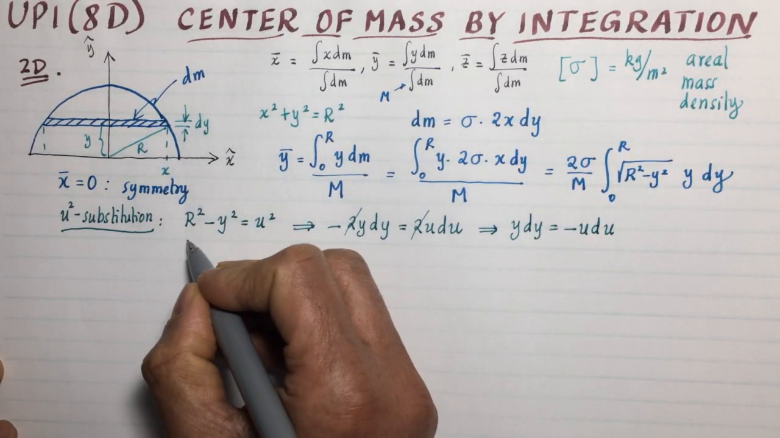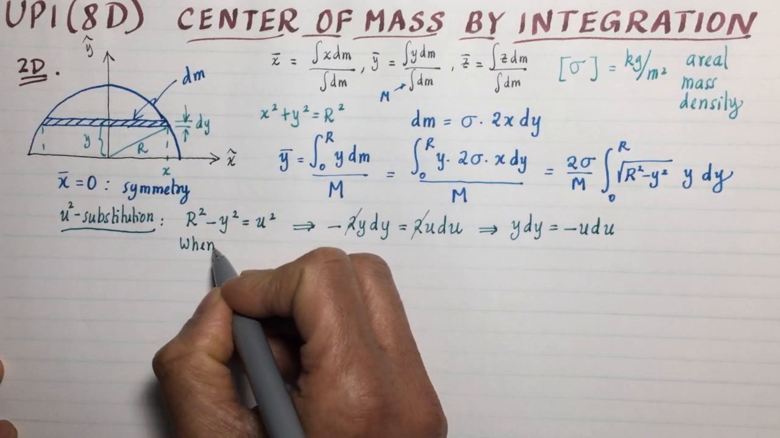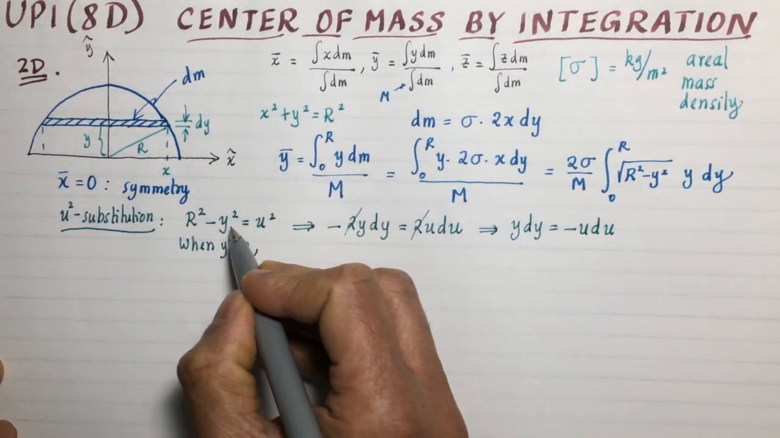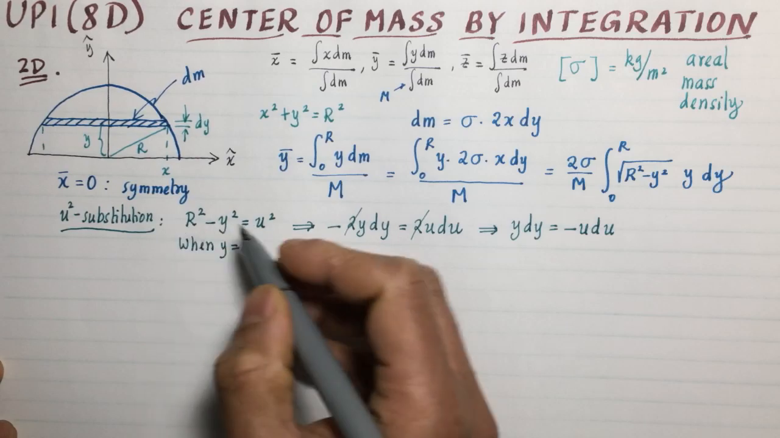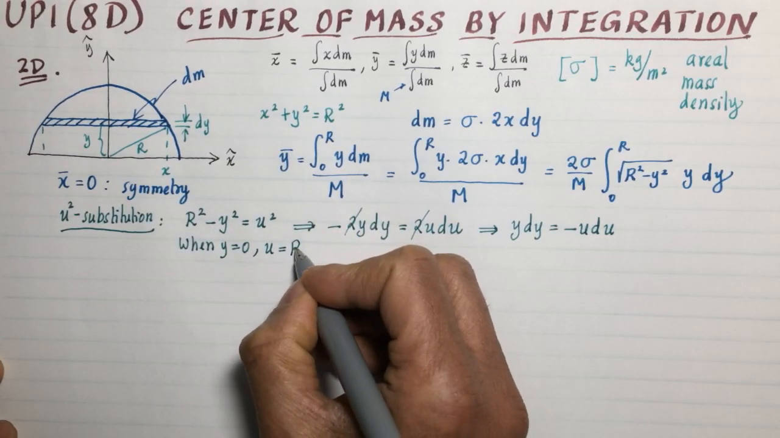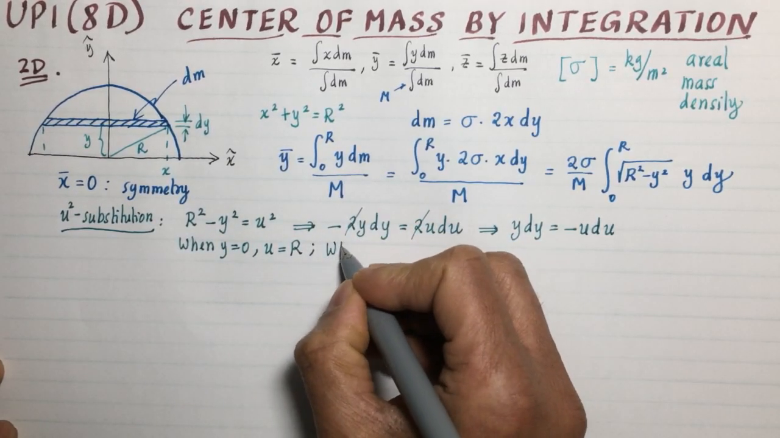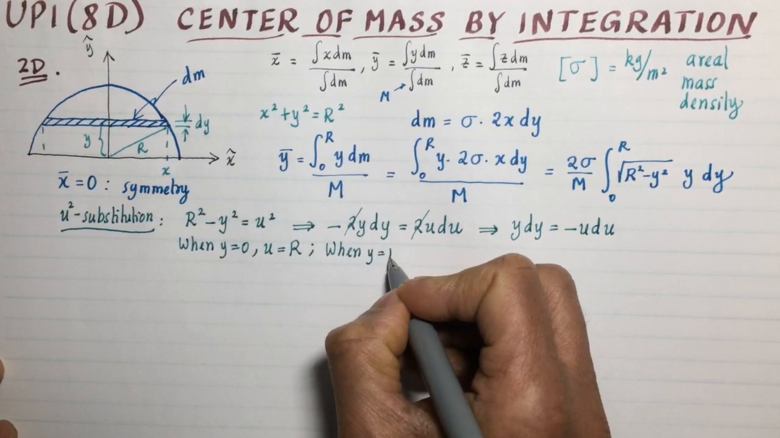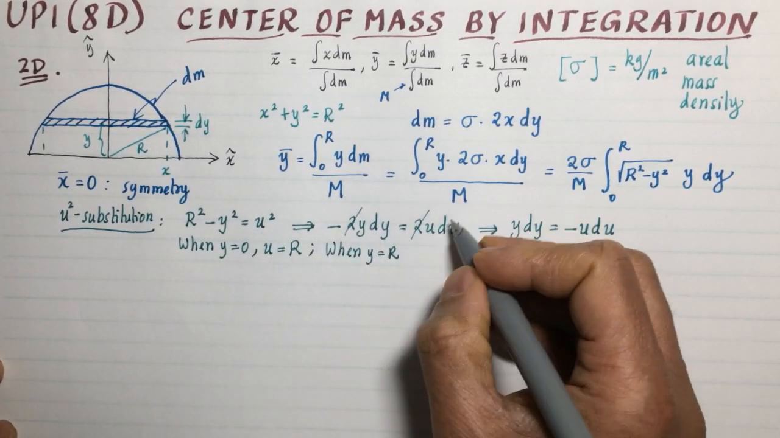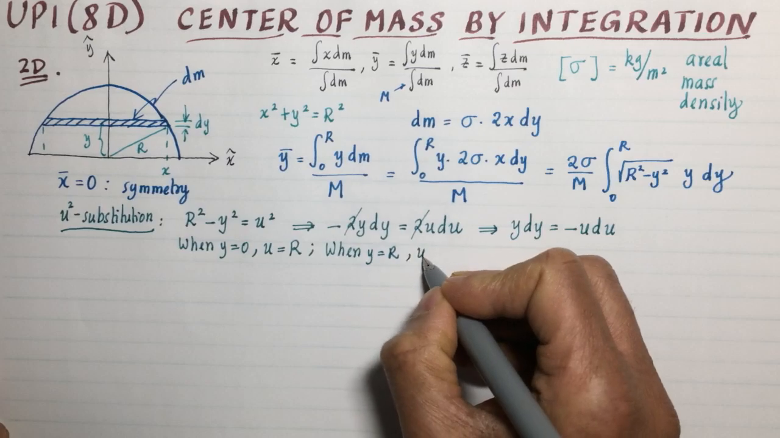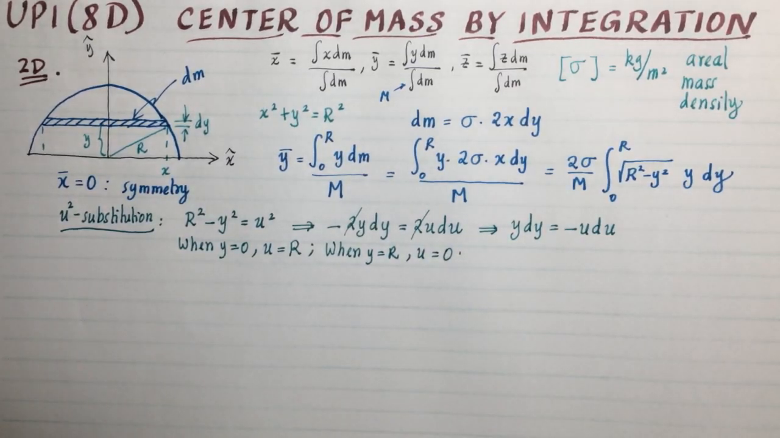Now what about the limits? When y equals 0, u squared is going to be r squared, therefore u is going to be r. When y equals r, then I'm going to get r squared minus r squared, which is 0. So u will be 0. Let's go back now and work out our answer.